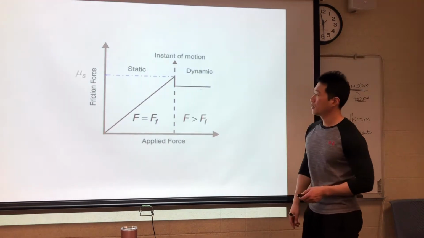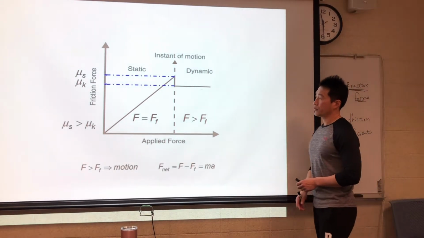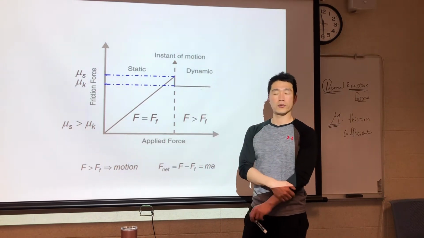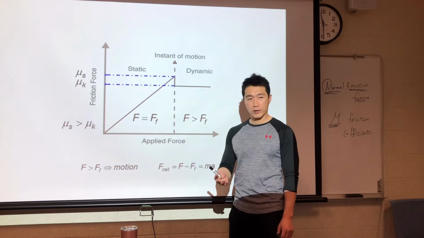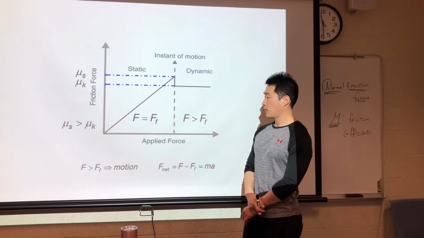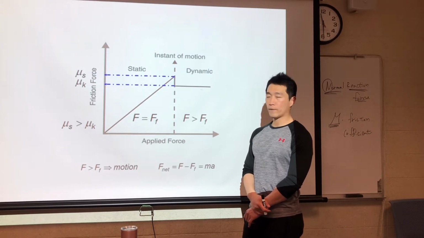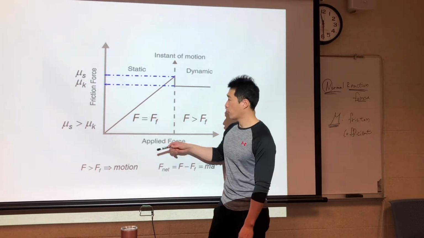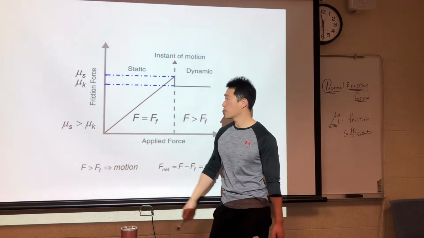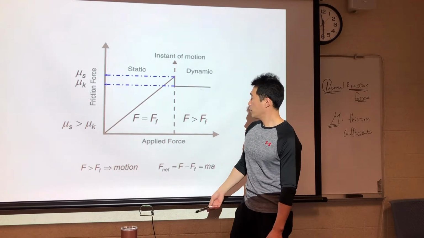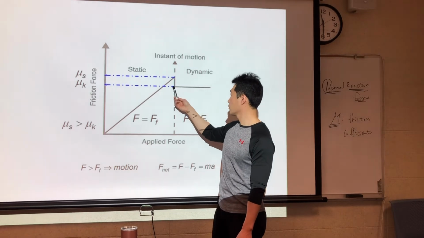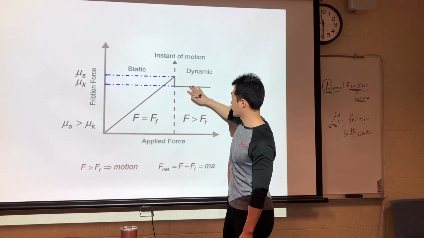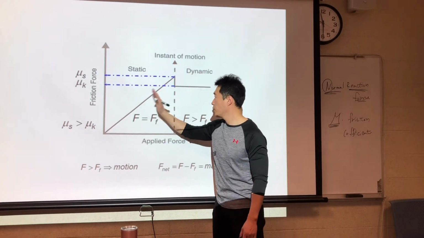So let me simply explain this figure. Then you will be able to understand all three types of friction: static friction, kinetic friction, and maximum static friction. Whenever you have this kind of figure, you have to understand the axes first. The horizontal axis means applied force, the vertical axis means friction force. The graph looks like this. This part is the static friction region, and this part is the dynamic friction region.